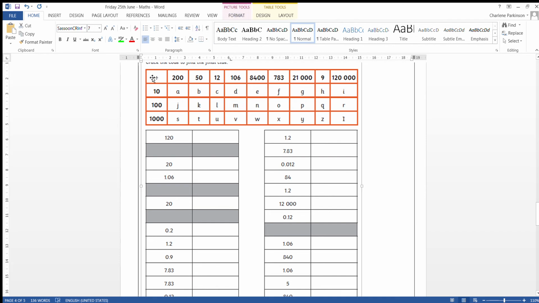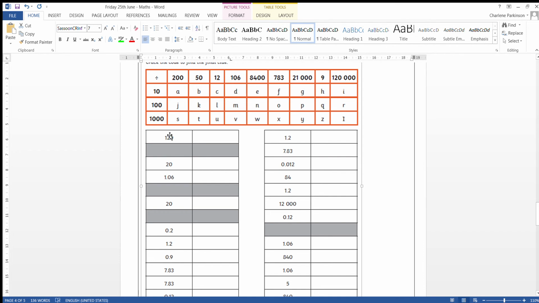So 200 divided by 10 would give you the letter A. 200 divided by 100 would give you the letter J. And 200 divided by 1000 would give you the letter S. So if I did 106 and then I divided it by 10, it would give me the letter D. So what is 106 divided by 10? The answer will be 10.6.